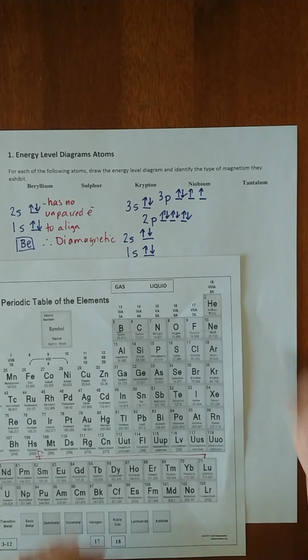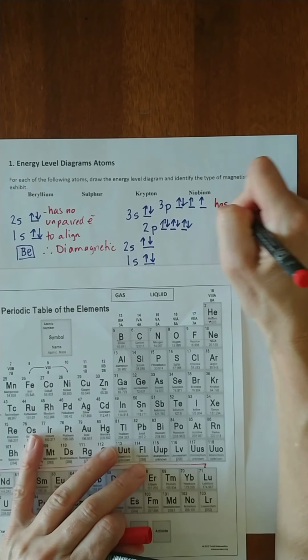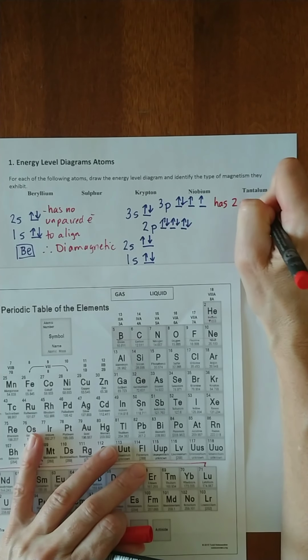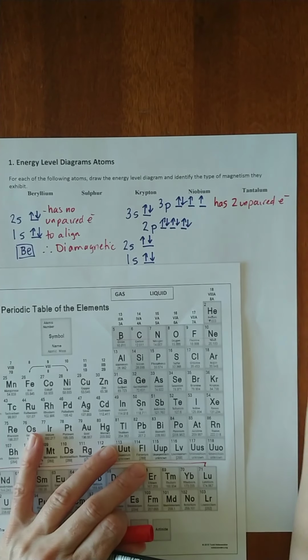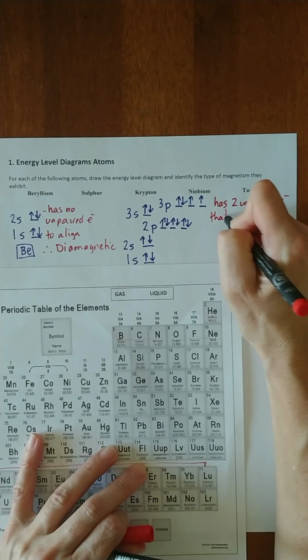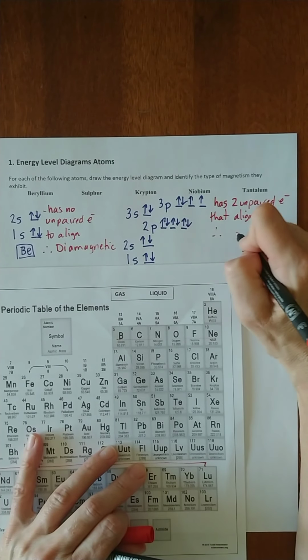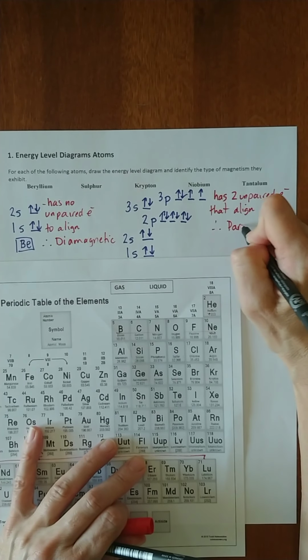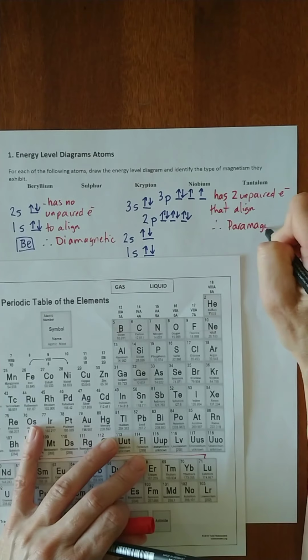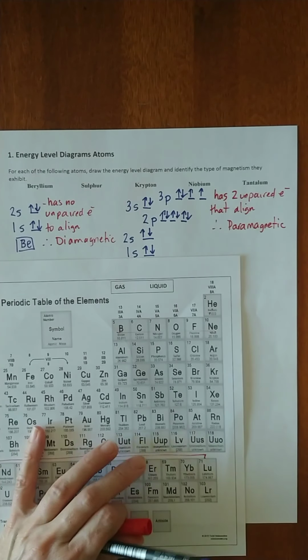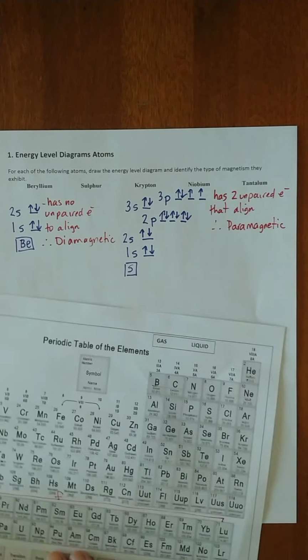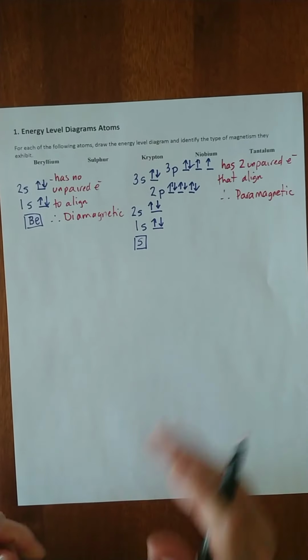And what you're going to notice now is it has 2 unpaired electrons that align. So these will align in a magnetic field, and because it's not iron, nickel, or cobalt, it is paramagnetic. So you can magnetize sulfur. It'll be a temporary weak magnetism, but nonetheless it can be done.